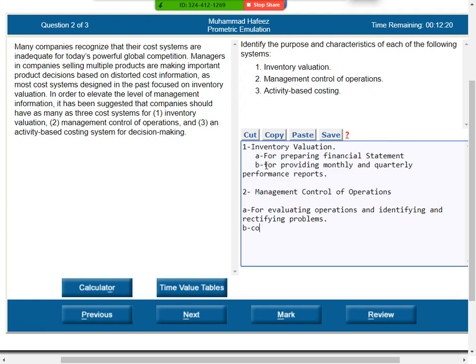Comparing costs with the budgets. Calculate variances and take corrective actions means something similar. Analyze variances, etc.